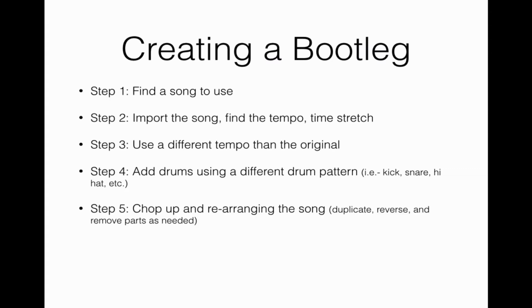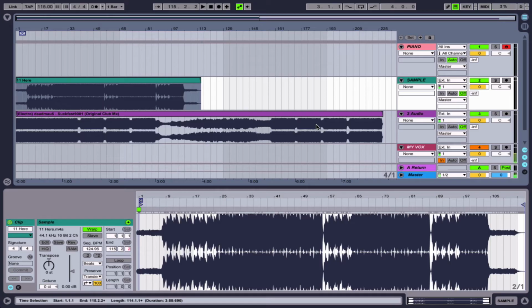And then we're going to add some drums using maybe a different drum pattern to really change up the sound of it. And then we might chop and arrange kind of like what we did with the edit and the mashups. And then we're going to add a lead synth or some kind of synth sound, some extra sounds in there. And then we can also mix the levels and finish it up and export the track so we have a bootleg.